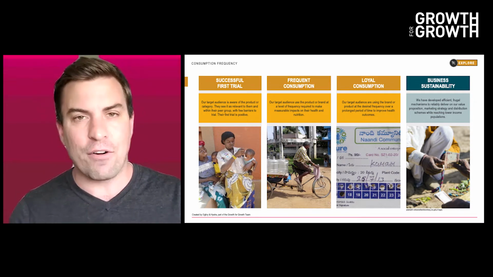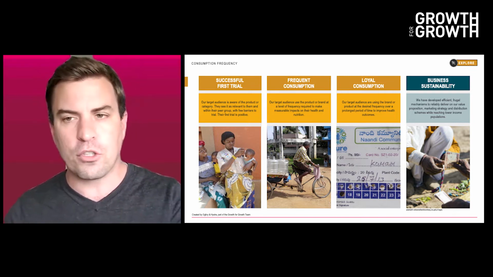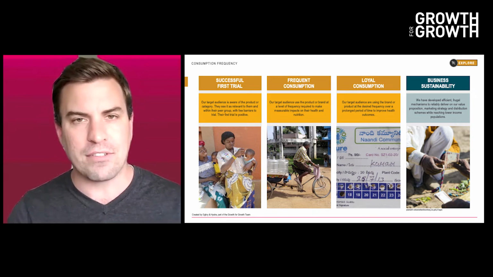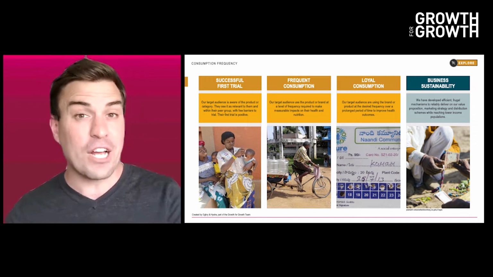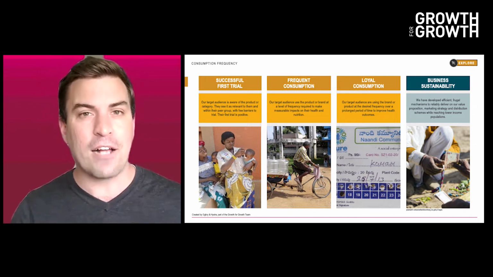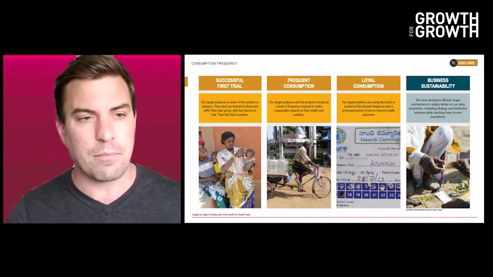tracking our audience through the consumption frequency journey, from successful first trial, frequent consumption, loyal consumption, and business sustainability. Really important for us to understand the stage of change our audience are in, so we're bringing the right solutions to that audience at that particular time.